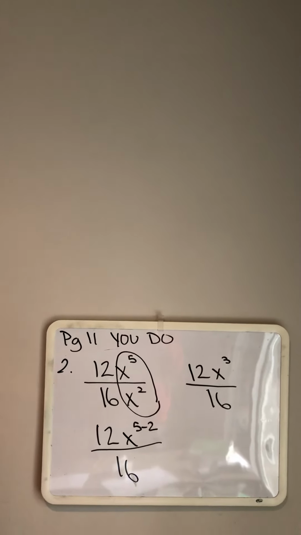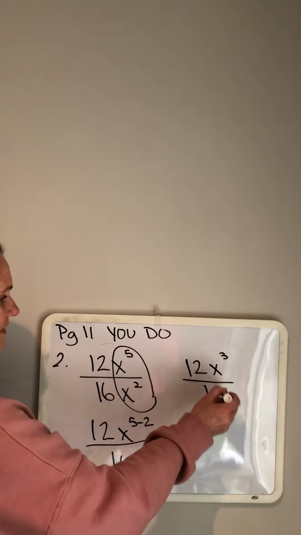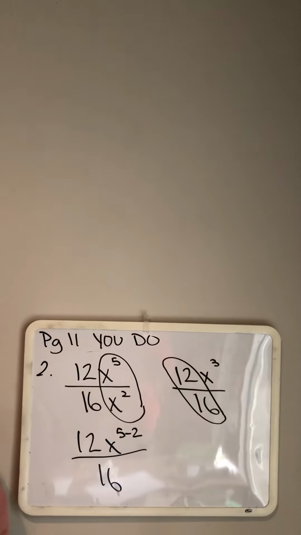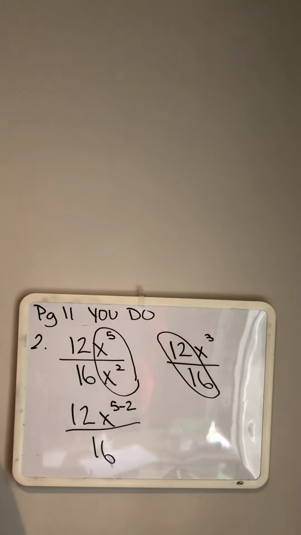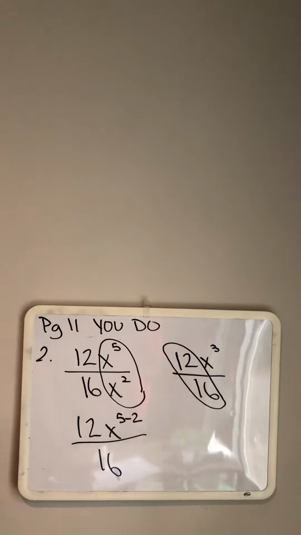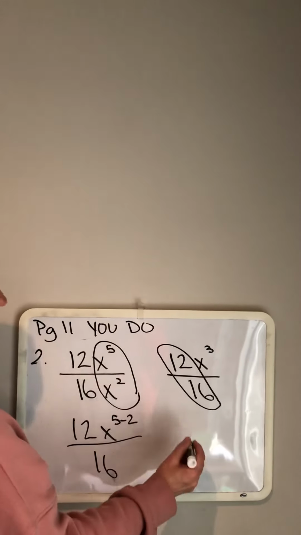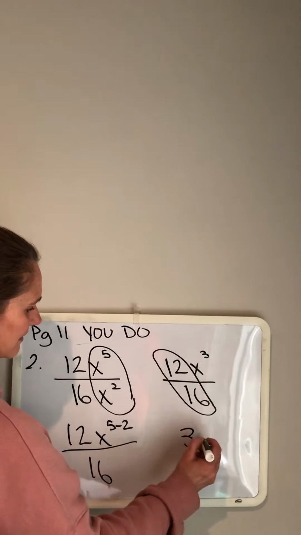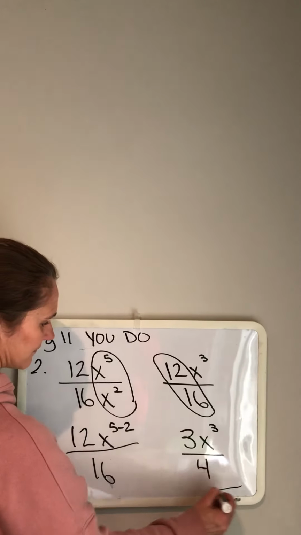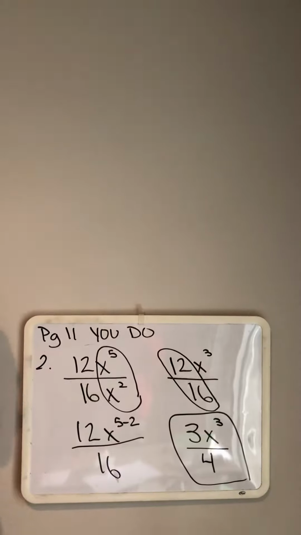So you're going to reduce them like you learned to reduce way back when in 4th and 5th grade. So if you want to reduce 12 over 16 like you did way back when, you think of what number divides evenly into both of them. The number that divides evenly into 12 and 16 is 4. So if I divide them both by 4, I end up with 3x to the 3rd over 4. And that's the answer to you-do number 2.